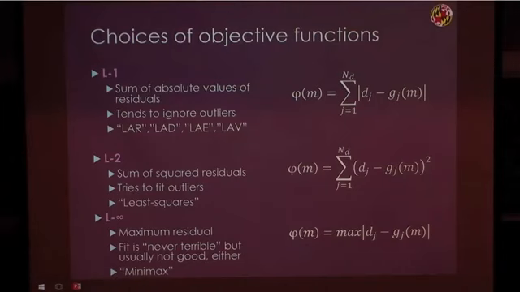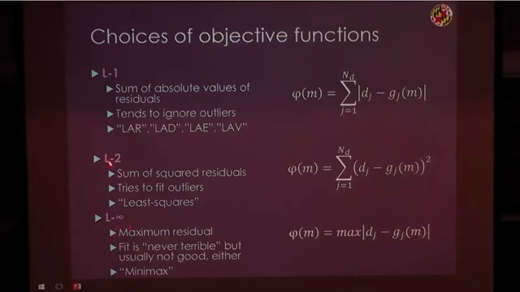when you square a larger number, it becomes even larger compared to the other numbers. And so this kind of misfit function tries to fit outliers much more so than the L1 norm, which tends to ignore outliers. So if your data is full of outliers, you probably shouldn't use it. This is also called least squares, because you're trying to minimize something that involves squares, so it's least squares.